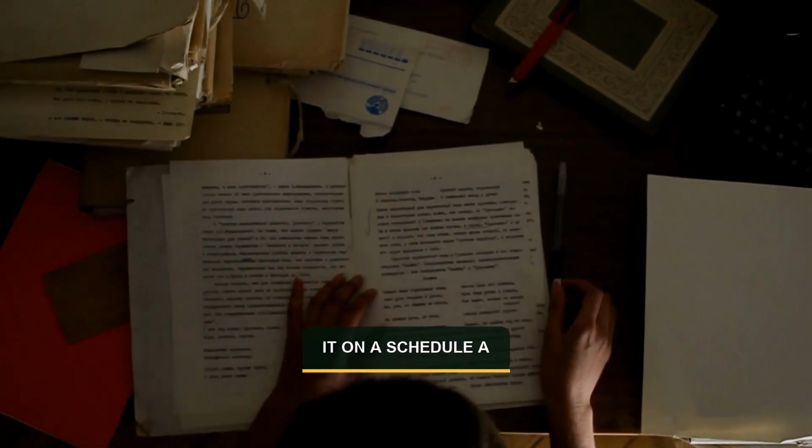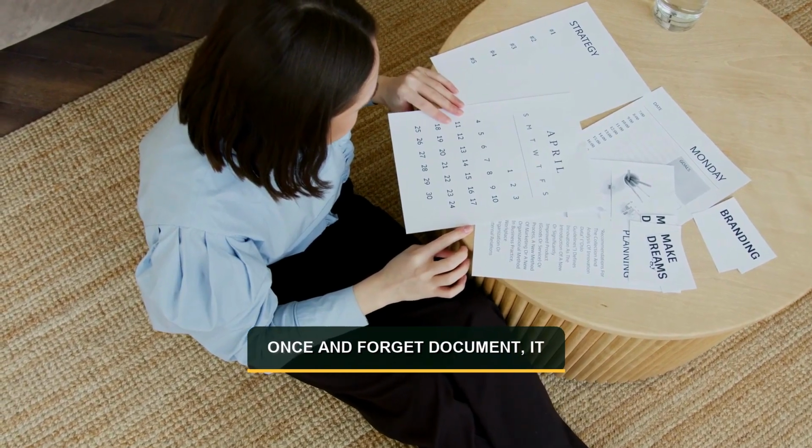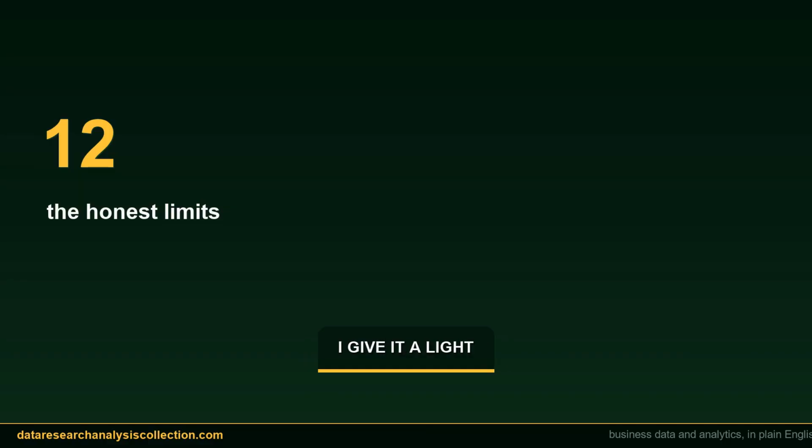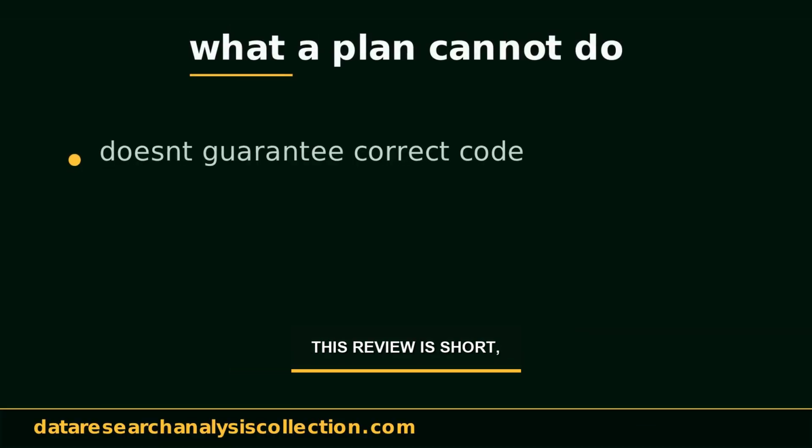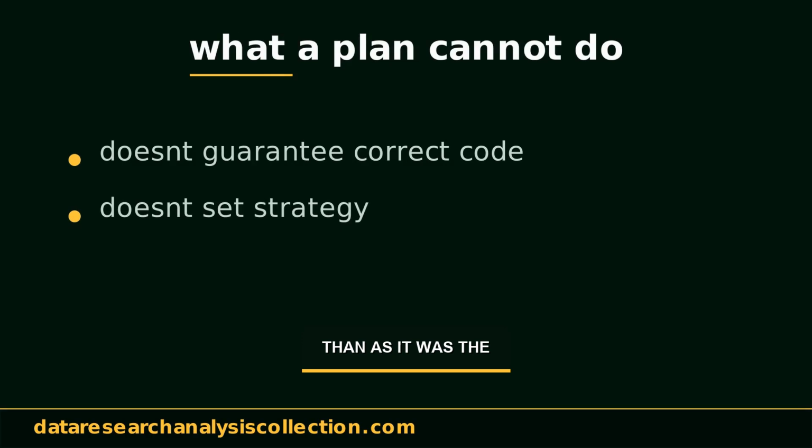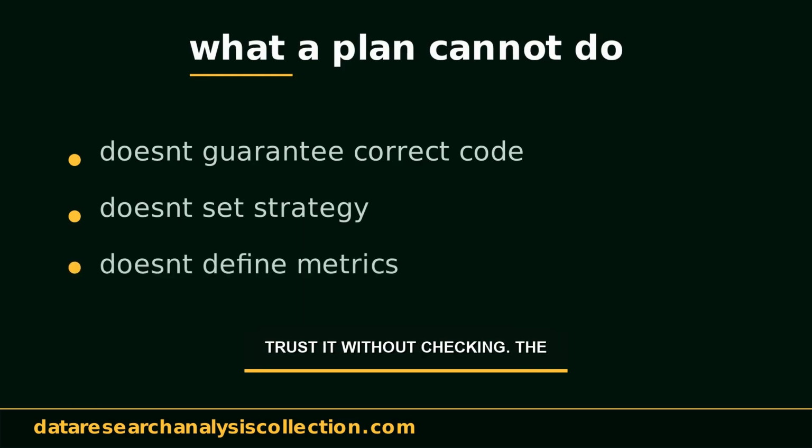Review it on a schedule. A plan is not a write once and forget document, it is a living one, so I give it a light review now and then, maybe once a quarter. I look for events that no longer fire because the feature changed, names that quietly drifted despite my best intentions, and new actions that became important and deserve tracking. This review is short, but it keeps the plan matching the product as it actually is today, rather than as it was the day I first wrote it down. A plan that no longer describes reality is worse than none, because you trust it without checking.